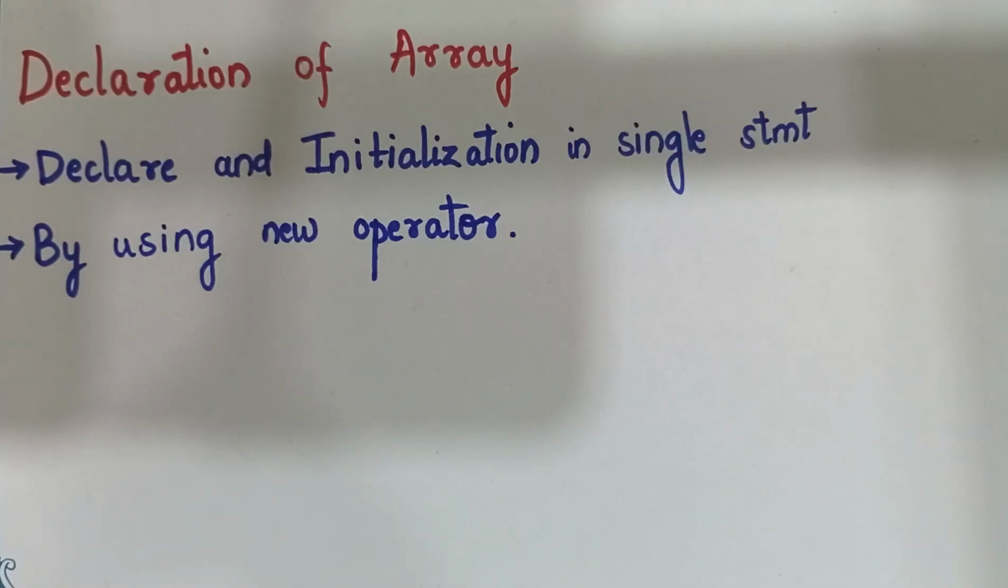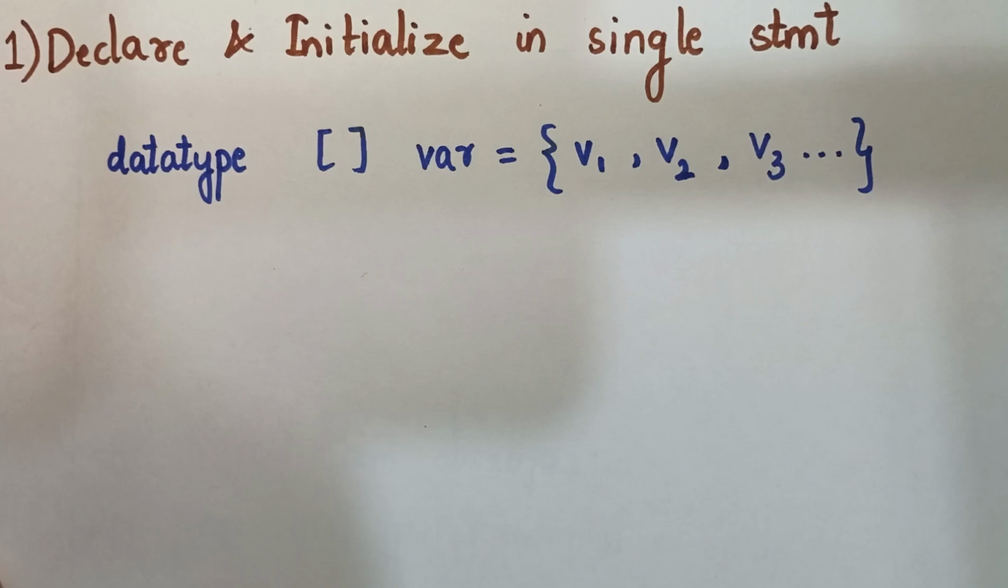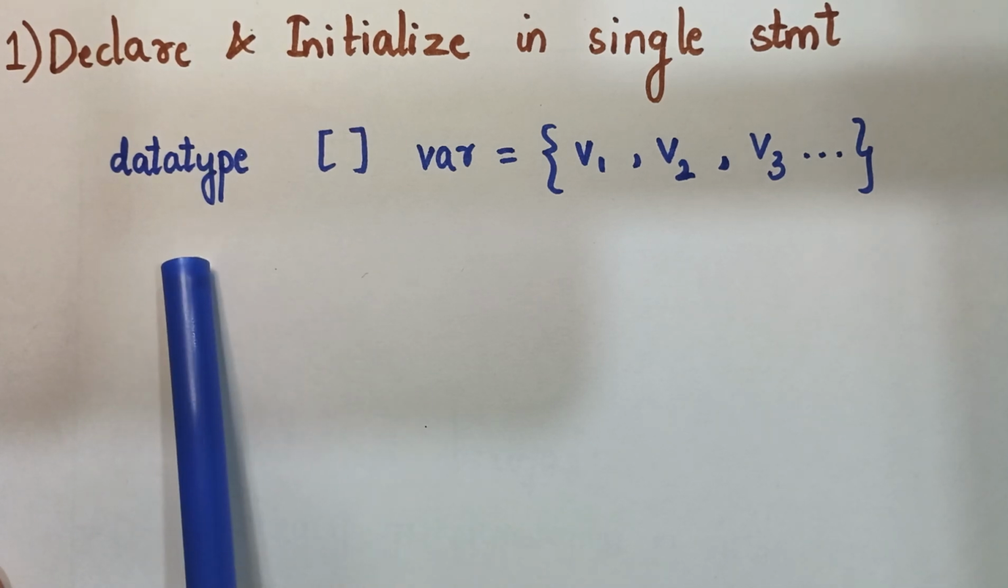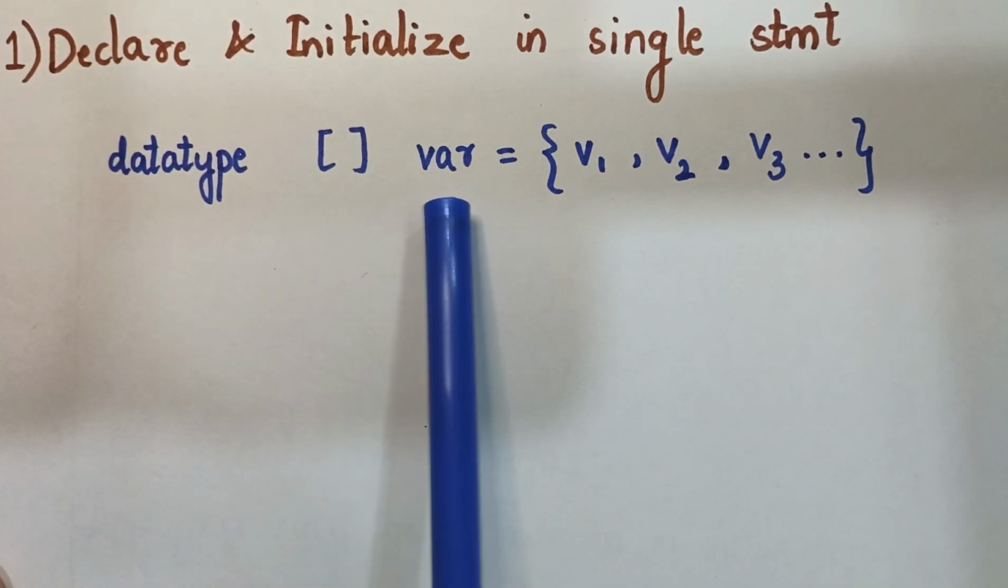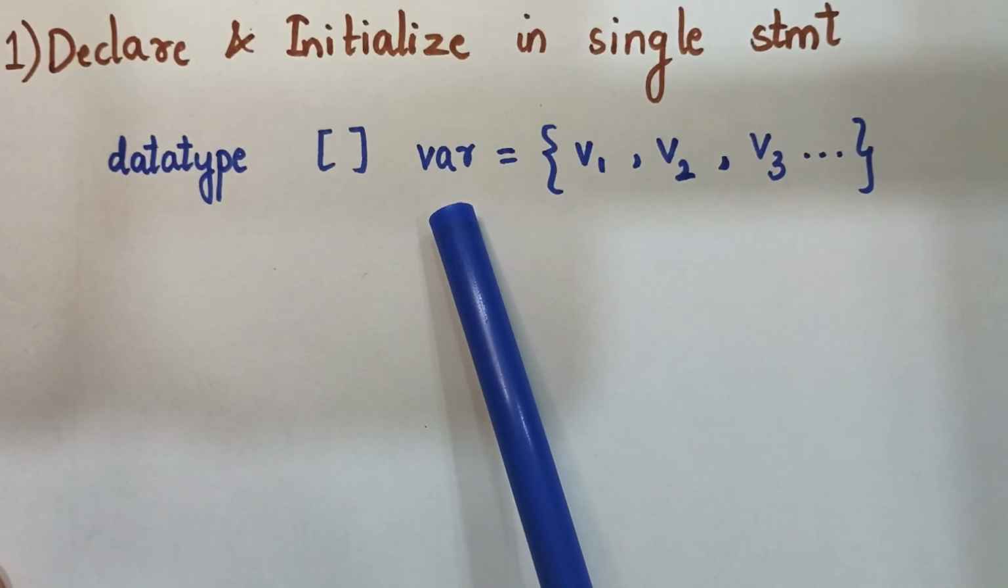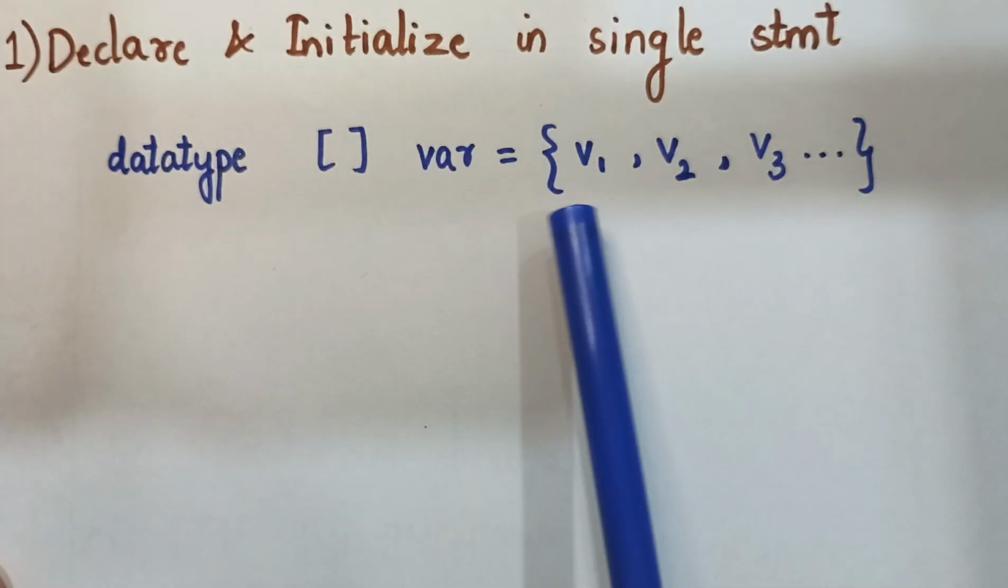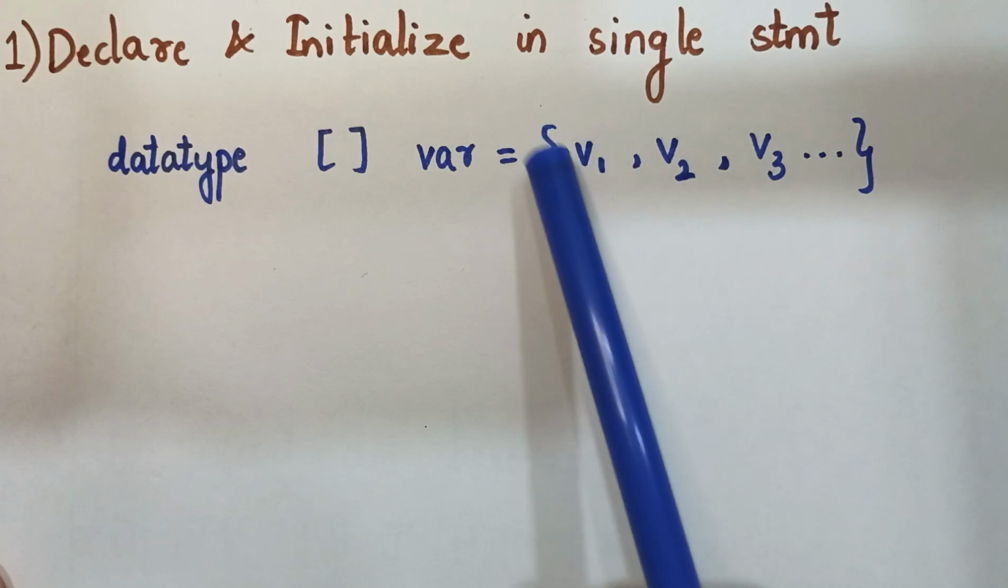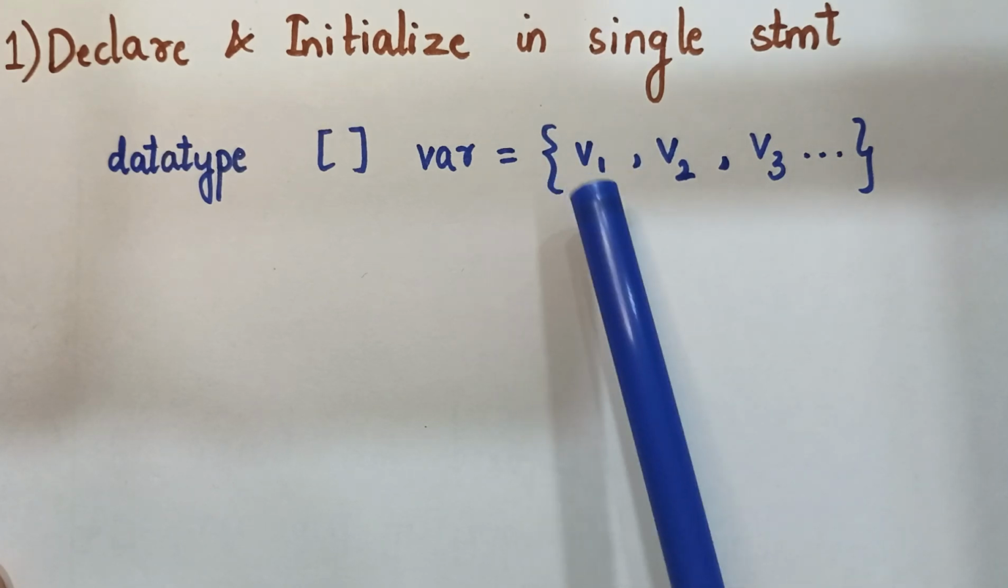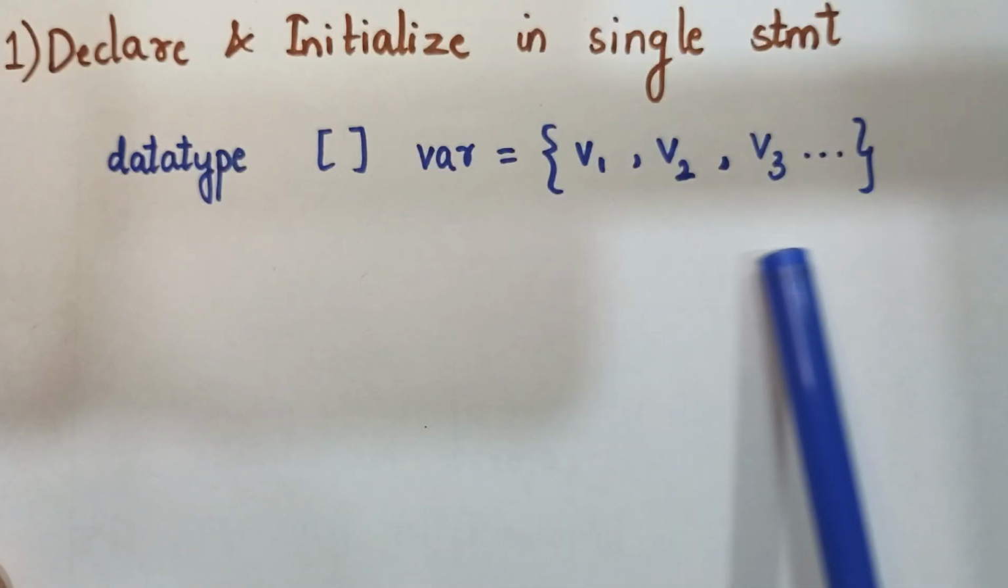So now let us see the declaration of an array. An array can be declared and initialized in two ways. The first one is declare and initialize in a single statement, and the other method is by using the new operator. So let us see the first one, declare and initialize in a single statement. The syntax for it starts with the data type, and then we have the variable, that is, the array object reference variable, and then to denote an array we use curly braces. In the curly braces we can store as many values as we want.